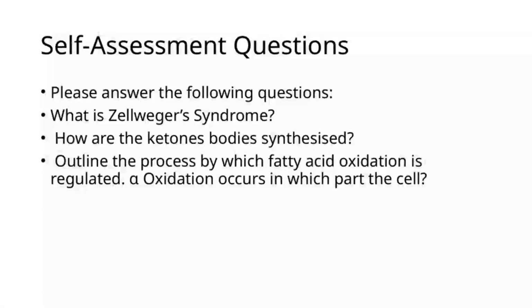Now, let's outline how fatty acid oxidation is regulated. The process is tightly controlled at multiple levels, including enzyme activity, like carnitine palmitoyltransferase I, and hormonal signals such as insulin and glucagon. These signals determine when fatty acids are transported into mitochondria and broken down for energy, maintaining metabolic balance. Regarding α-oxidation, this occurs specifically in the peroxisomes. It's crucial for degrading branched-chain fatty acids, like phytanic acid, that can't be processed by the usual beta-oxidation pathway.